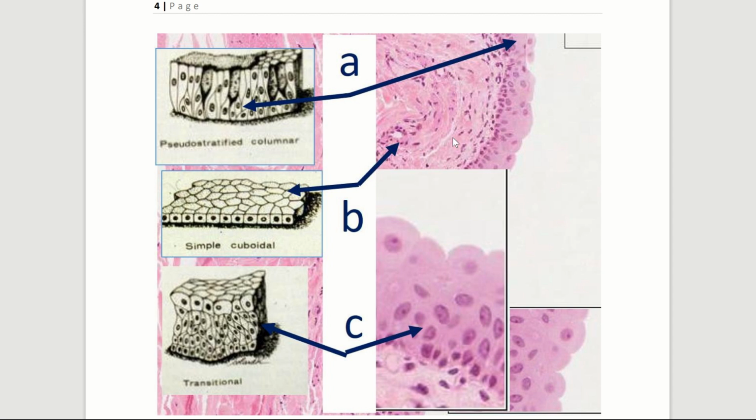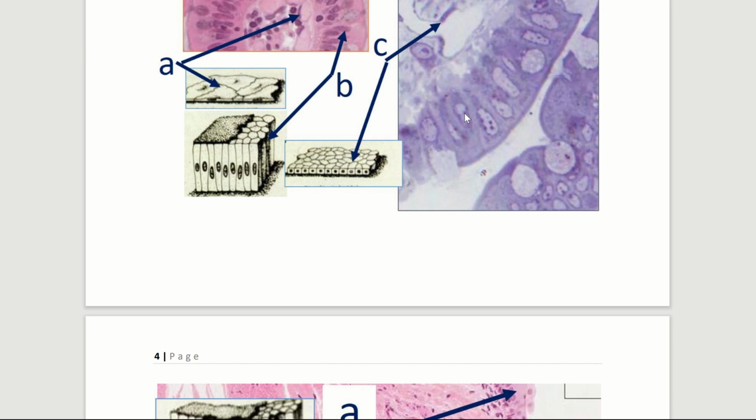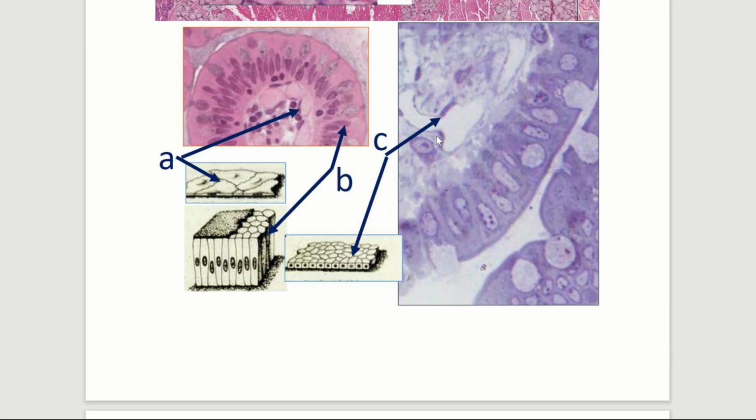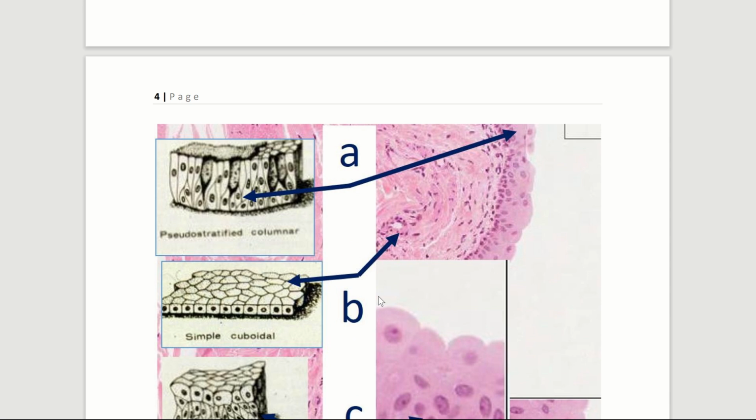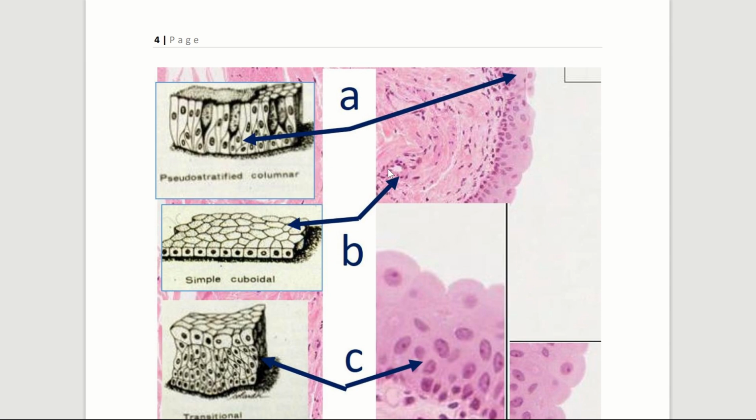Simple cuboidal right here. And then right here we've got a little blood vessel, okay? This is a blood vessel. And so just like before, right, we said there wouldn't be simple cuboidal lining a little blood vessel. There's not going to be simple cuboidal lining this blood vessel, right? So this would be simple squamous epithelium, right? More specifically, endothelium lining this blood vessel. So those do not match, okay?